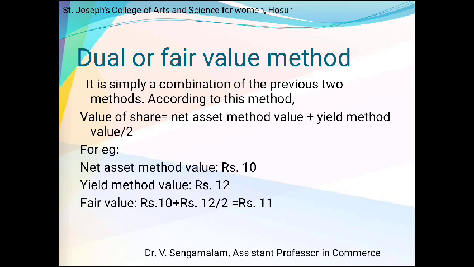In the dual value or fair value method, it will be the combination of net assets method as well as yield method. We want to add net assets method answer plus yield method answer, divided by 2.